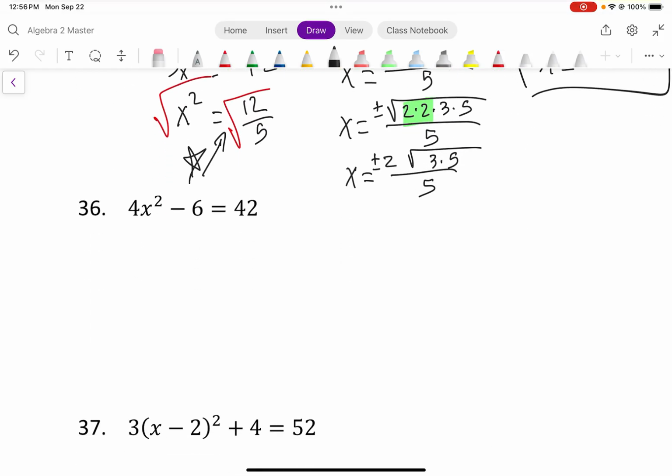For number 36, I'm going to add 6 to both sides and divide by 4.